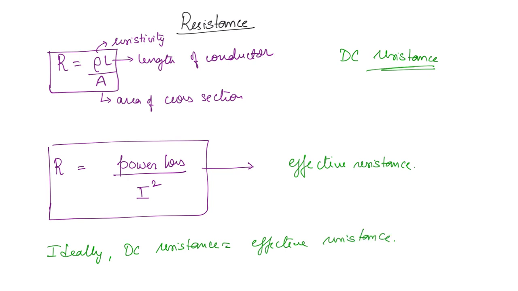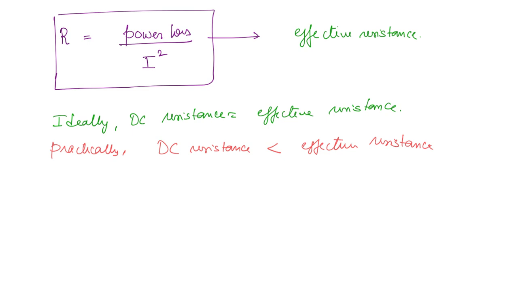Now what happens practically? Practically the effective resistance is going to be more. So DC resistance is going to be less than the effective resistance. There are many reasons for it, but two of the most prominent reasons are the skin effect and the proximity effect. The first one is the skin effect and the second is the proximity effect.